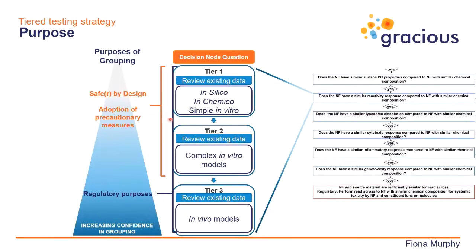So tier 1 methods are often sufficient for safe by design, but if there's too much uncertainty, you can move to tier 2 methods. For regulatory purposes, tier 1 may be sufficient, but it's likely that in some situations you may need to move to tier 2 or even a tier 3 method.